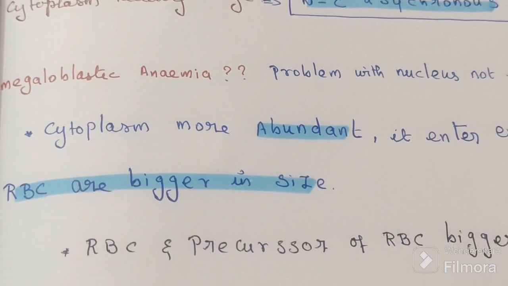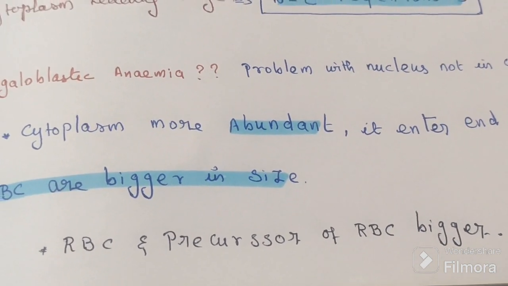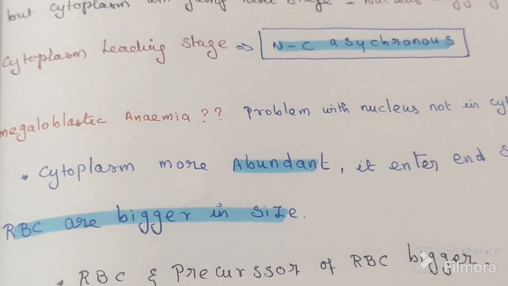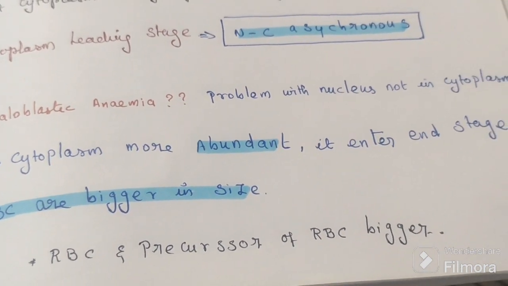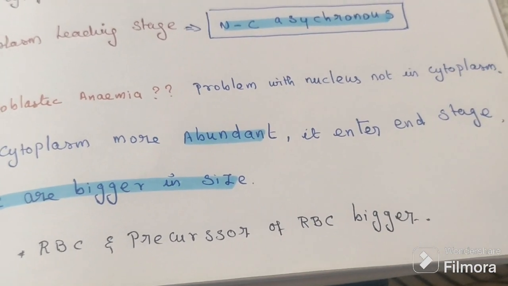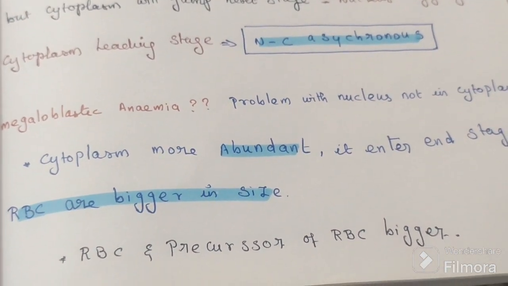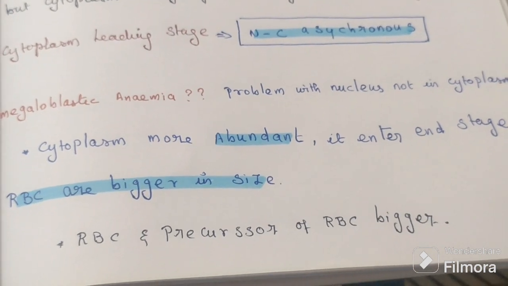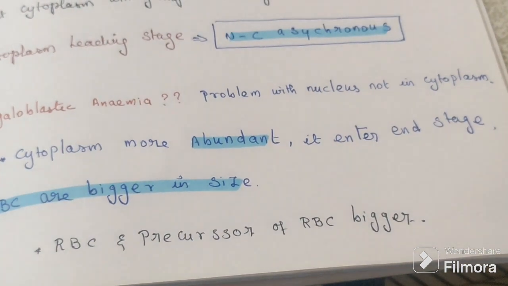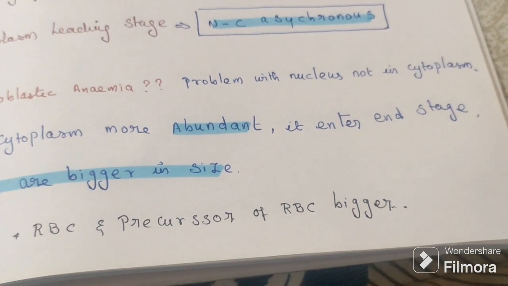Why do we call it megaloblastic anemia? Here the problem is with the nucleus, not the cytoplasm. So the cytoplasm is more abundant as it enters the end stage. The RBCs are bigger in size. The precursors are also abundant, with the nucleus lacking but the cytoplasm abundant. The RBCs and the precursors of RBCs are bigger. So it is called megaloblastic anemia.